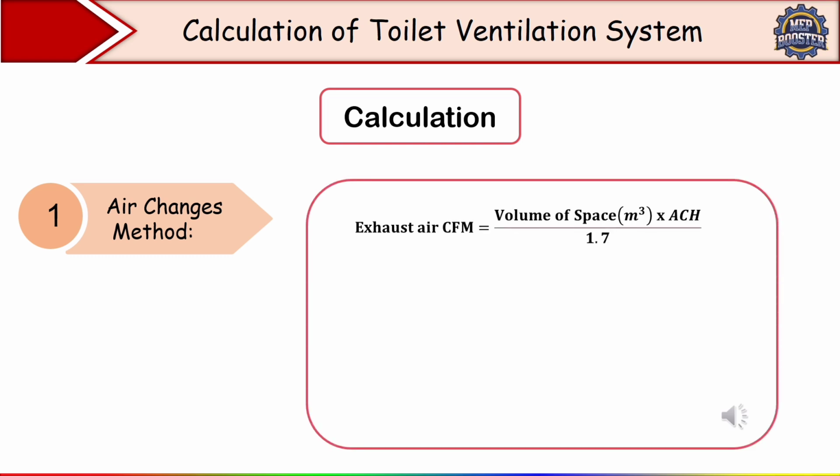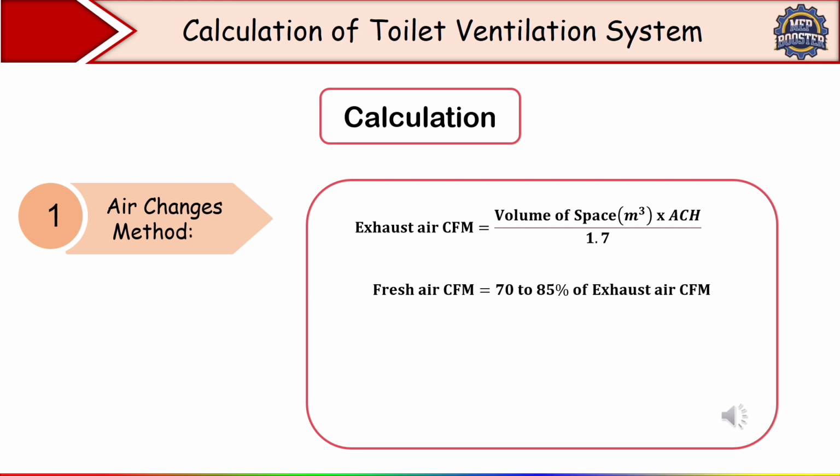I have told you that first of all we have to find out the exhaust air CFM, that is, how much amount of air we have to exhaust from the toilet. How can you find that air? With the help of this formula: exhaust air CFM is equal to volume of space in meter cube into ACH divided by 1.7. ACH here is air changes per hour.